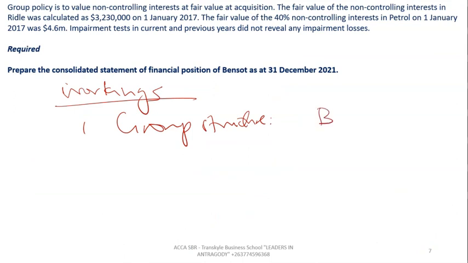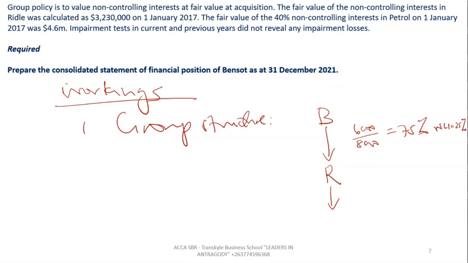So in our group structure, we're going to say the holding company Bensot purchased shares in Ridu. They purchased 6 million according to the question. That's 6 over 8 million, and this means they purchased 75%, and automatically the NCI is equal to 25%.